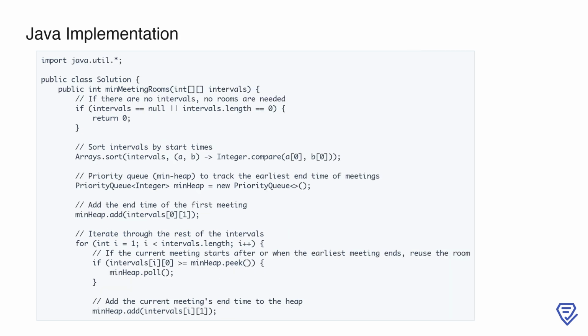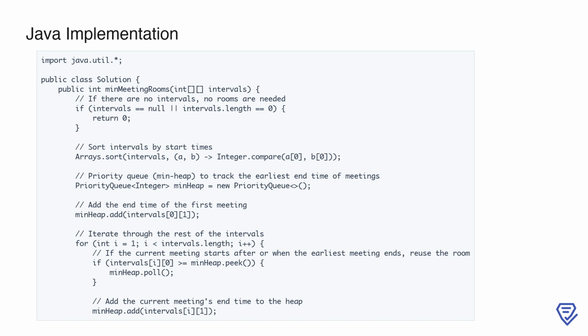Here, we begin by importing the required classes and defining the solution class with the minMeetingRooms method. The goal of this method is to determine the minimum number of meeting rooms required for a given set of intervals. First, we handle the edge case where no intervals are provided. If the intervals array is null or empty, we simply return 0 because no meetings mean no rooms are needed. Next, we sort the intervals by their start times to process the meetings in chronological order. This ensures that we always evaluate meetings in the correct sequence.